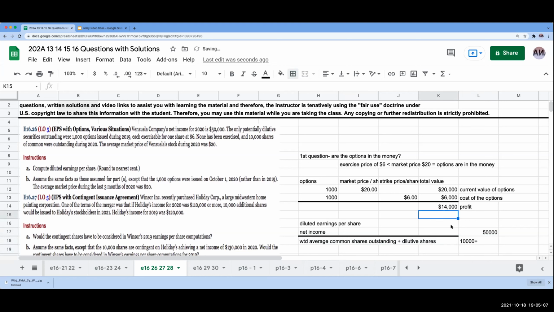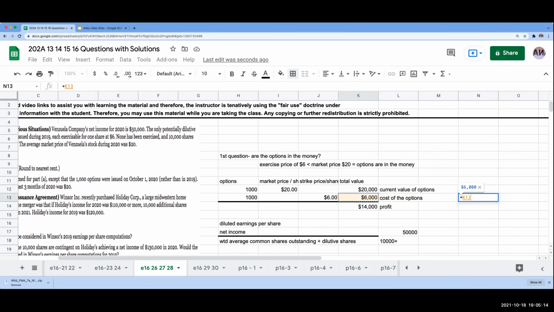Now, if I'm looking at this over here, what I want to do now that I figured out what my profit is, is take this profit and divide it by the market cost per share, or the market price.